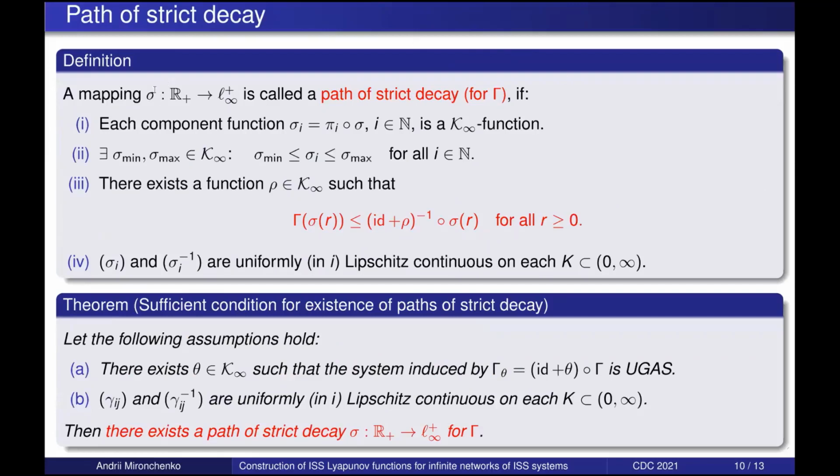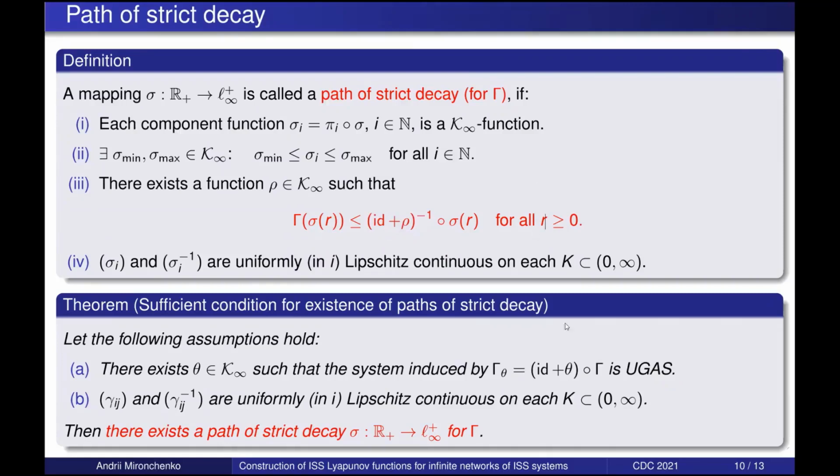We say that a map sigma mapping R plus to L infinity is called a path of strict decay for the gain operator gamma if all components of this sigma are K infinity functions, they are bounded from below and above, and most importantly, gamma decays on the image of this sigma, right? So this is less than identity, and so gamma decays on sigma of r for all r.